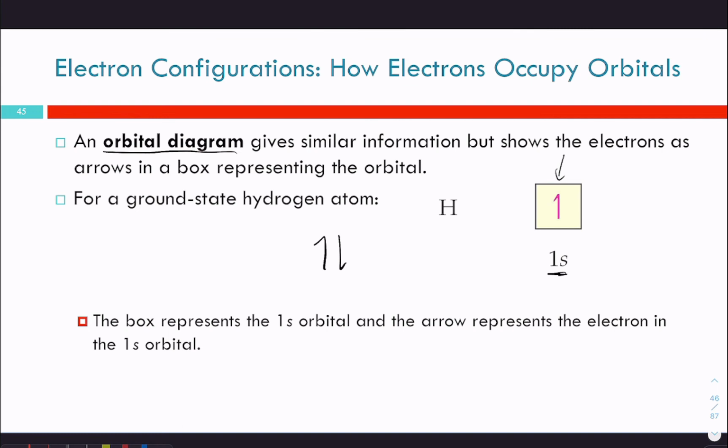I see that. The arrow represents 1 electron. So if we wanted to do helium, you'd have a box, and this would be 1s, and you'd have 1 up, 1 down.